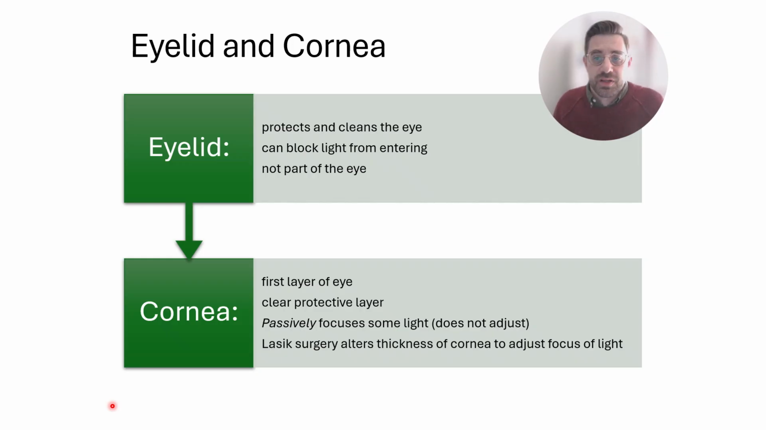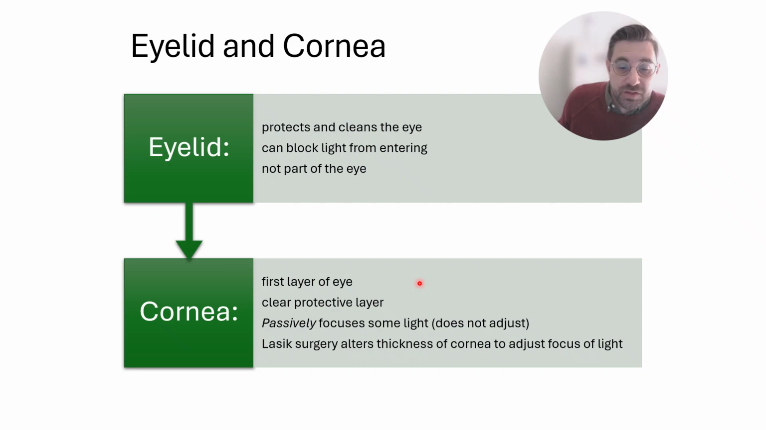So the first part of the process, right? The light's going to bounce off of something and come toward our eye, and the light needs to get past two things. Number one, your eyelids, of course. Your eyelids are there to protect and clean the eye, so you can blink and get stuff off of your eye. But they can also block light from entering, right? So light has to get past your eyelids, otherwise you can't see. The eyelids aren't technically part of the eye. As long as you've got your eyes open, the light's first going to hit the cornea.